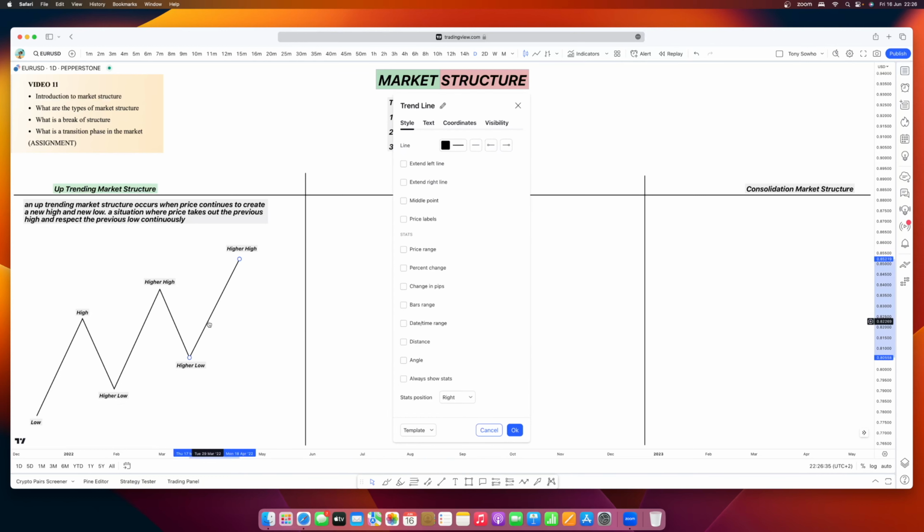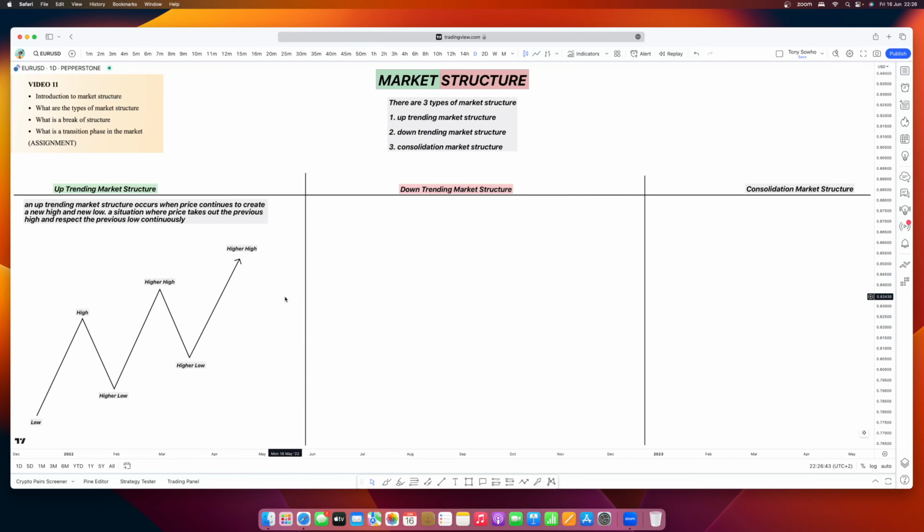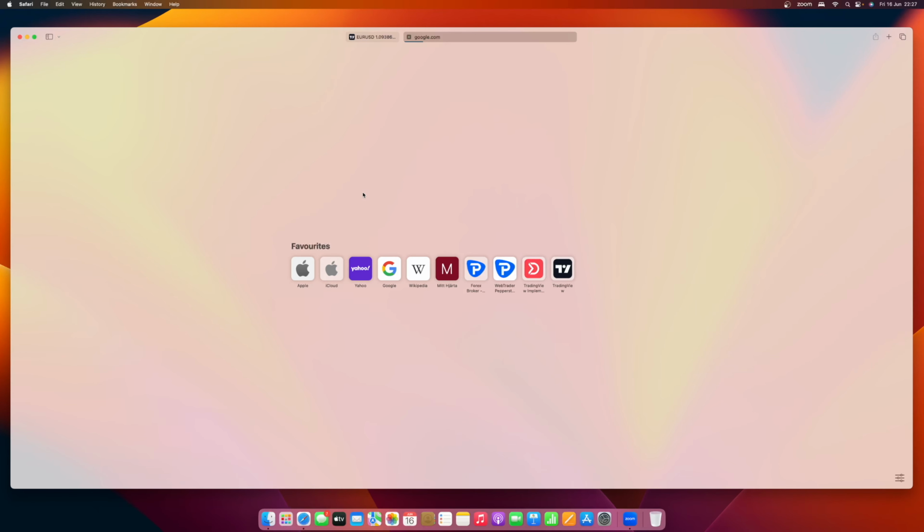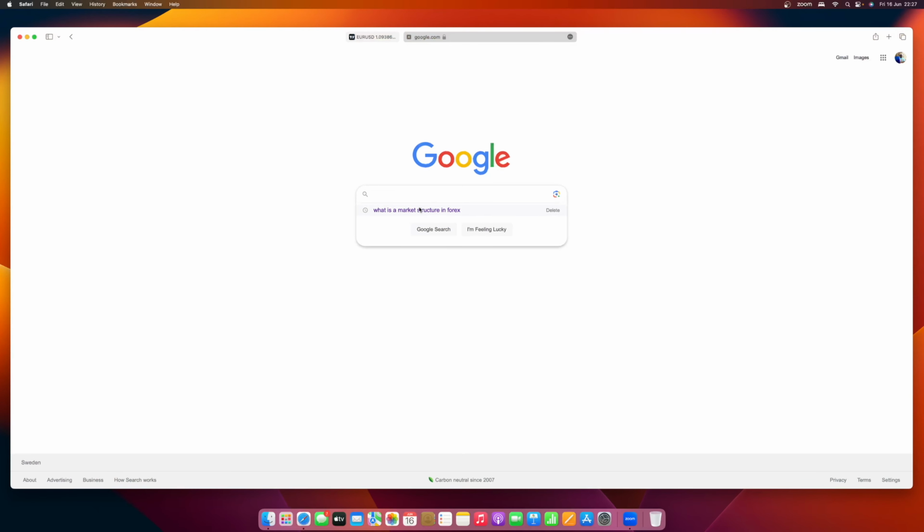So let me make this exactly. So we can do something like this, right? So the general direction is to the upside. This is how to identify an uptrending market. So let's come back again to this place. Okay, let's come back to Google and then let's bring this up again.